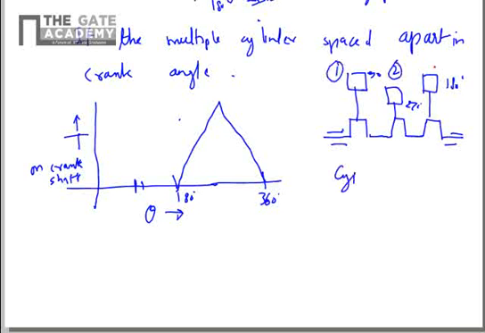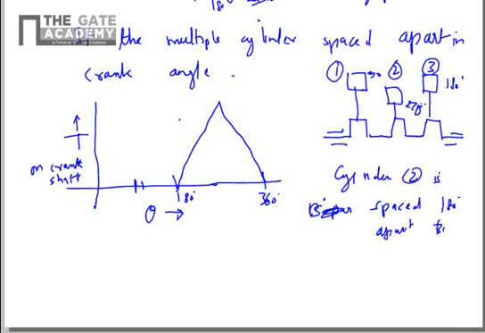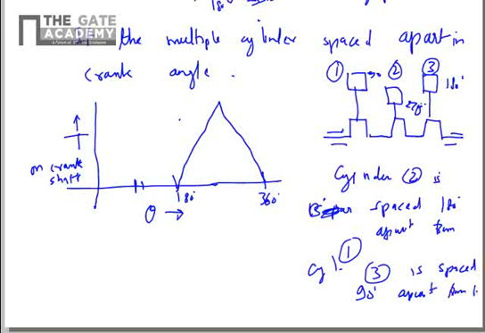Let's say this is cylinder number one, cylinder two, cylinder three. We will take whatever is written in this figure. So let's say cylinder 2 is spaced 180 degrees apart from 1, and cylinder 3 is spaced 90 degrees apart from 1. So you can see here when the angle in 1 is 90 degrees, the angle in 3 is 180 degrees. So they are 90 degrees apart in crank angle, and cylinder 2 is 180 degrees apart in crank angle.